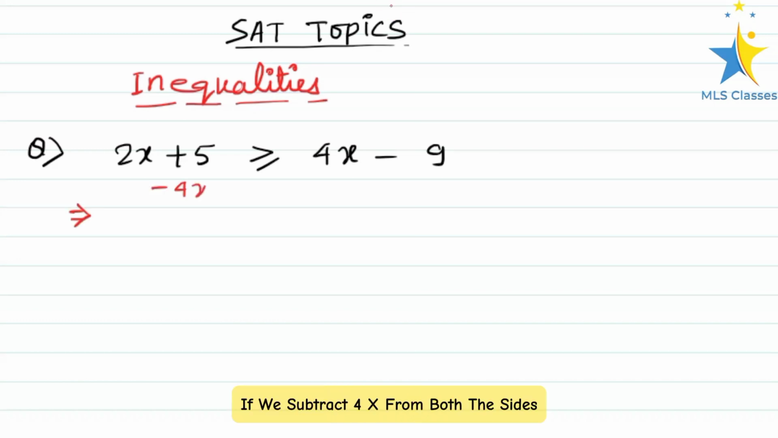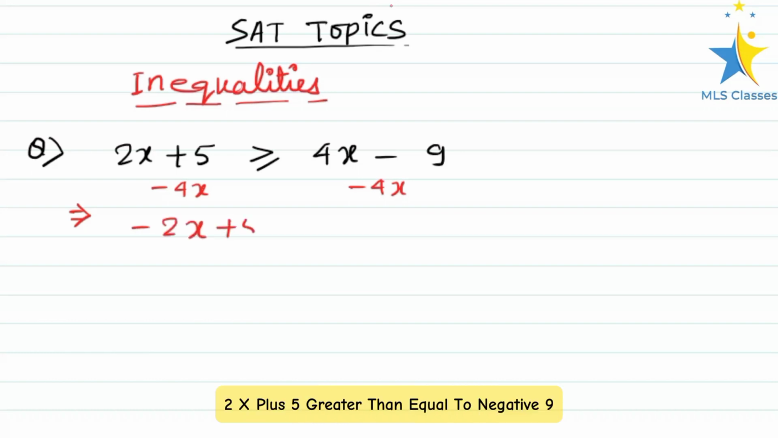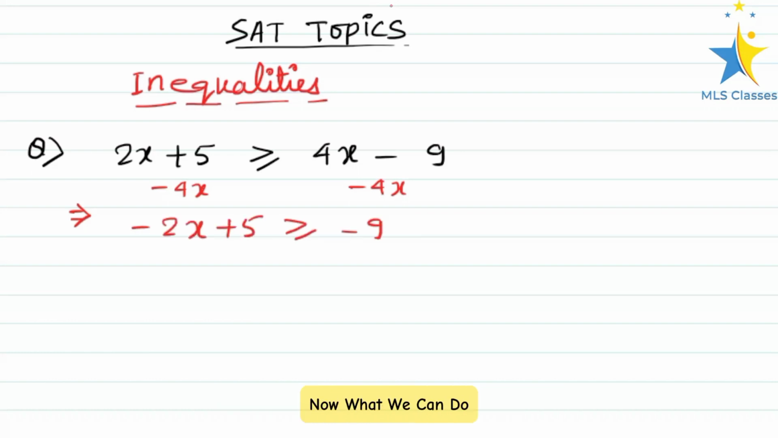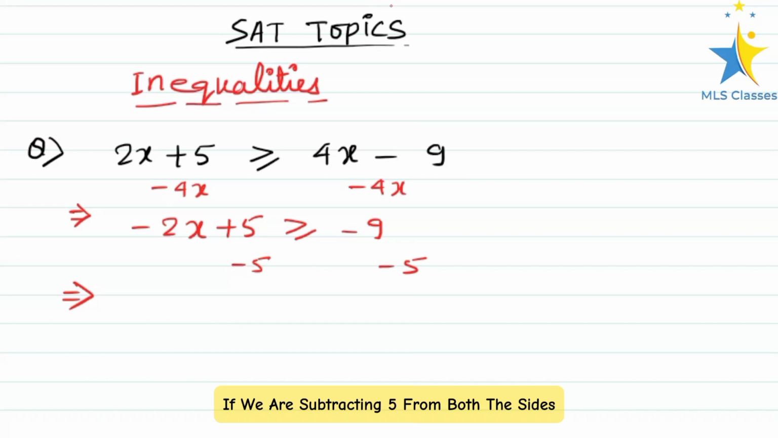If we subtract 4x from both the sides, then what will we get? 2x minus 4x, that is negative 2x, plus 5 greater than or equal to negative 9. Now what can we do? We can subtract 5 from both the sides. Then we get negative 2x greater than or equal to negative 14.